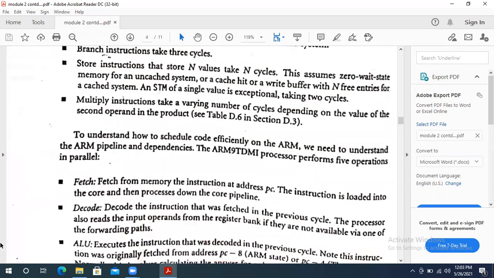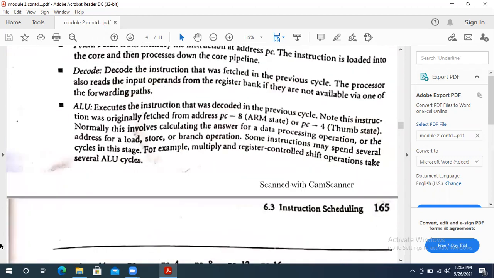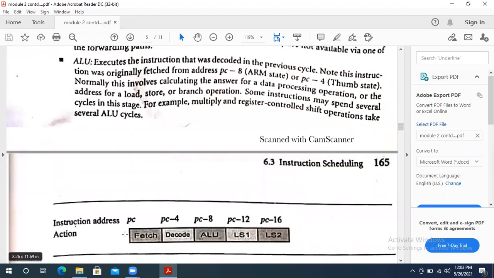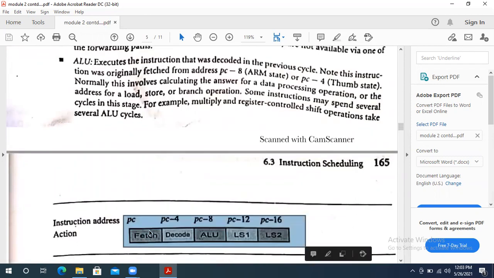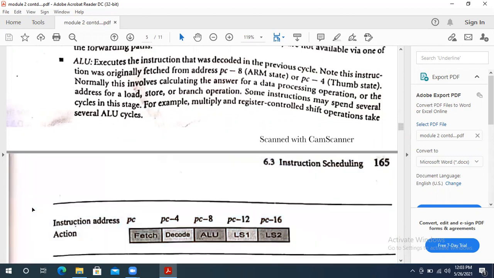Okay. The first. So this is a picture to show the 5 operations. That is, first we have the fetch, then decode, then ALU, then LS1, LS2. So all these are done in the program counter only. That is nothing but the PC, program counter here.